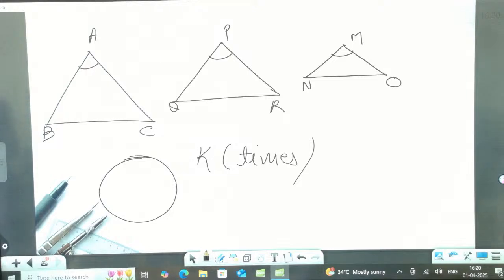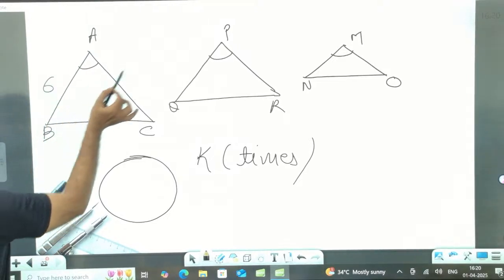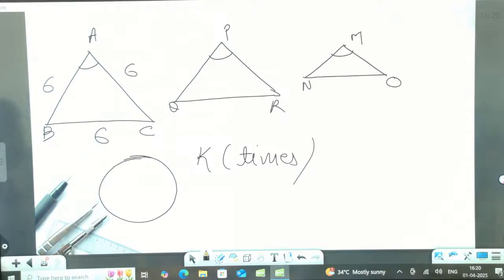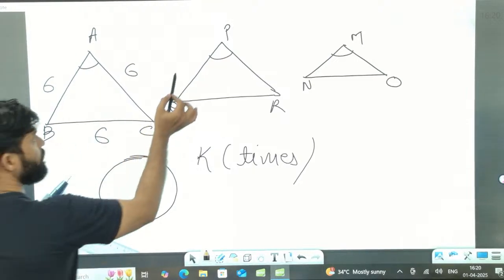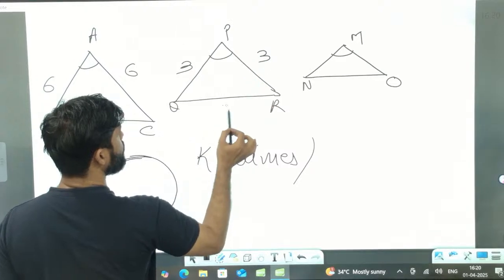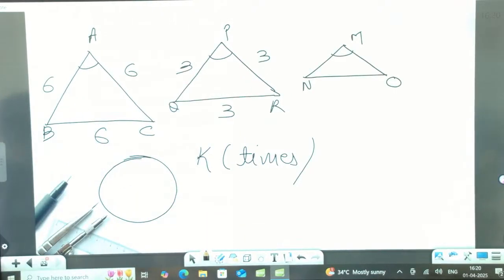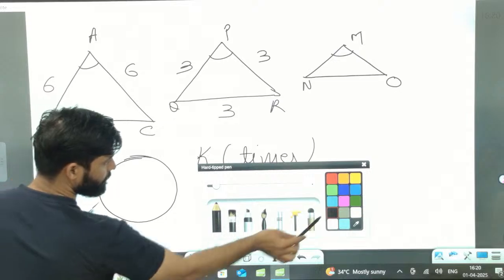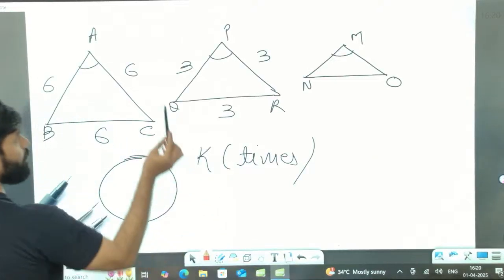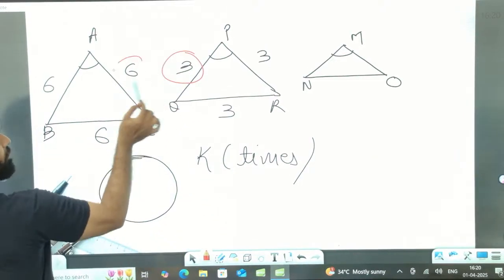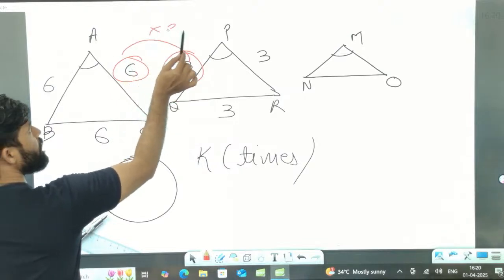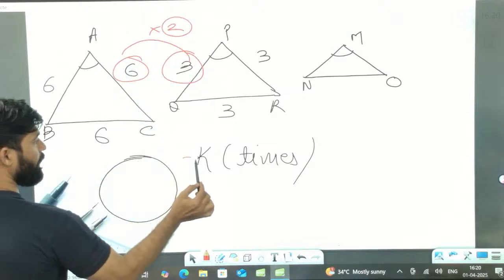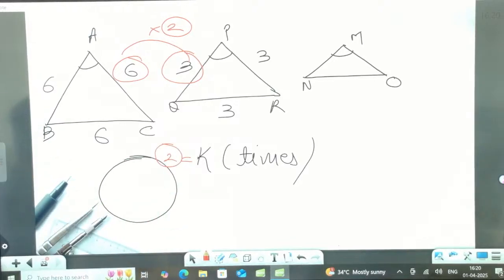What he is trying to say is, if this side is 6, this side is 6, and this side is 6, I am taking an equilateral triangle. This is 3, this is 3, and this is 3. So what is k times? If I say this dimension and this dimension, this is double of it, so this is the value of k here. Okay, so he is saying that the other corresponding lengths must be magnified in the same way.